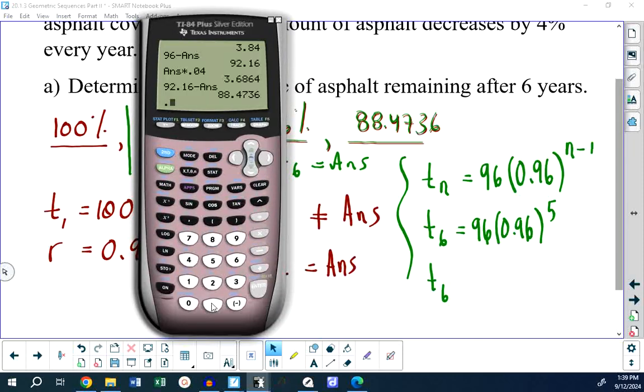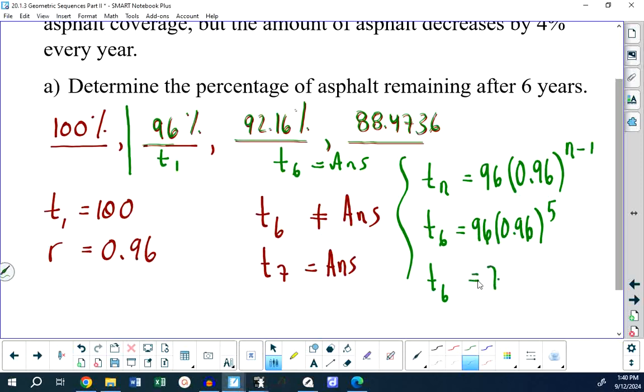So we work out what this is, 100 times 0.96 raised to the 5, which gives me about 78%. And what this means is that at the end of the 6th year, and I hope you understand the shingles are not going to follow a perfect geometric pattern, it's an average kind of thing, after 6 years of weathering there will only be 78% of the original asphalt remaining. And that's the answer to A.